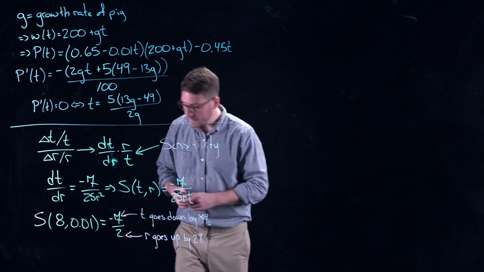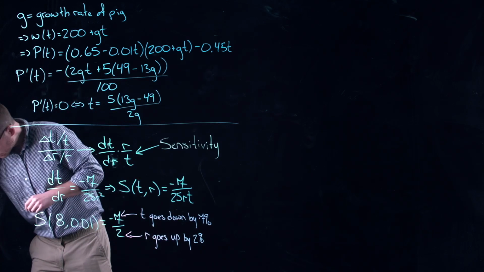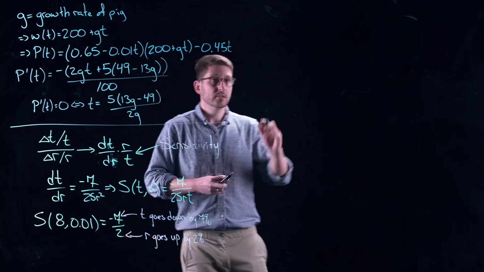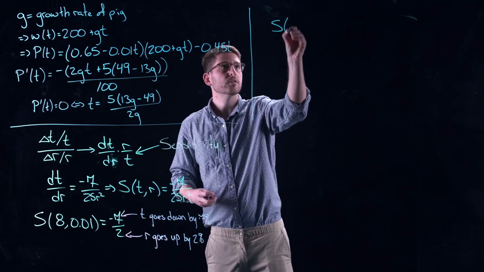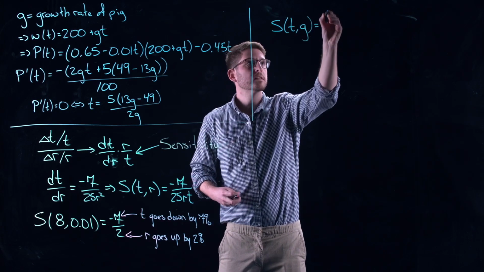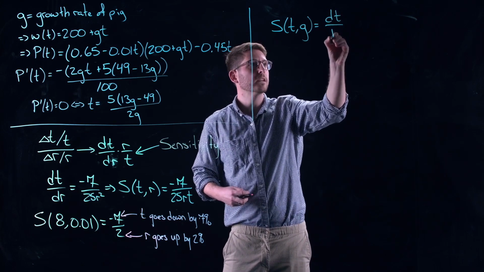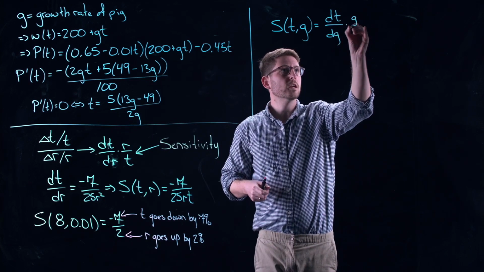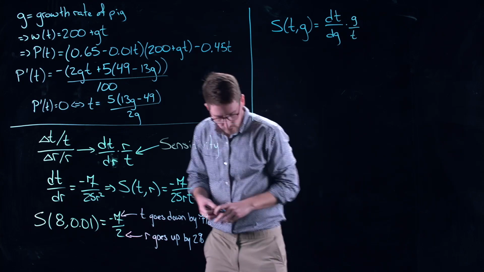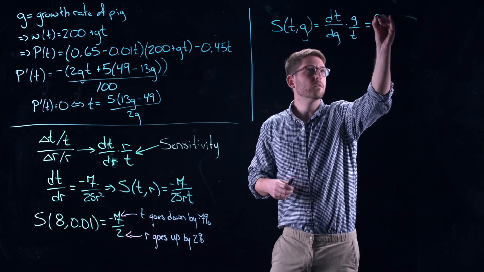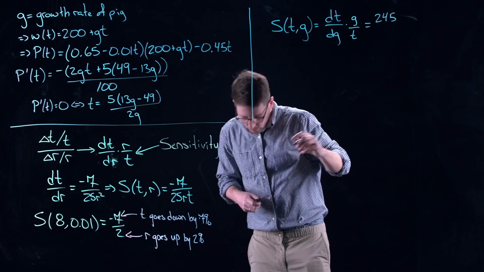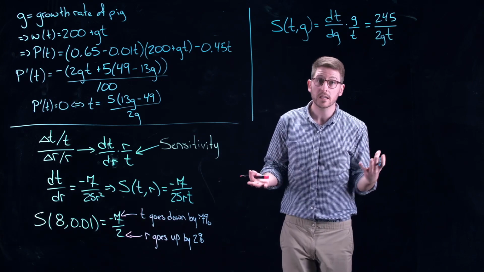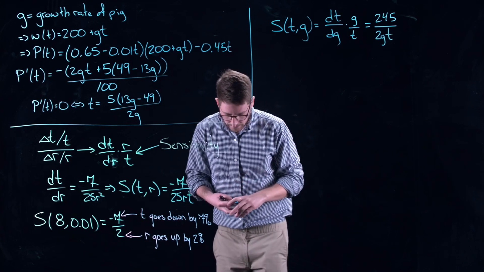And in fact, you can actually do the same thing for this parameter g as well. So you could do S of T comma g. Remember, this is the derivative of T with respect to g, times g over T, which in this case is going to be 245 over 2gT. Okay, so just computing a derivative. These are easy things to compute. You can do this very, very easily.